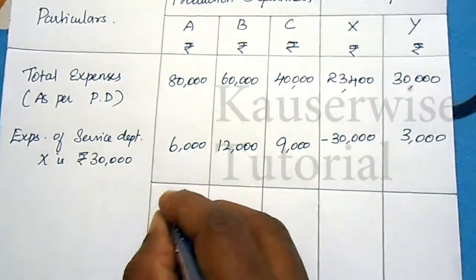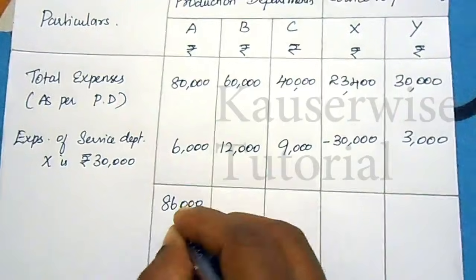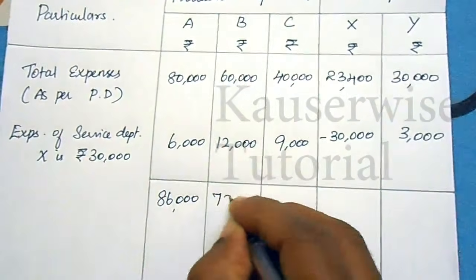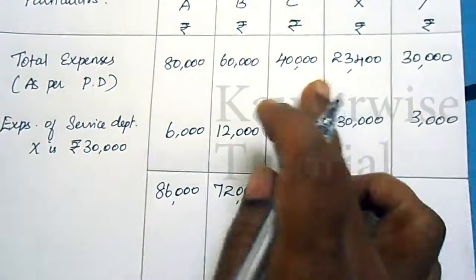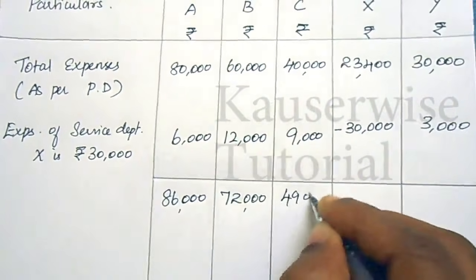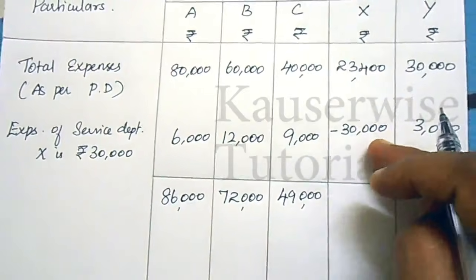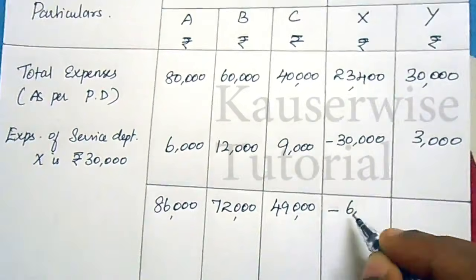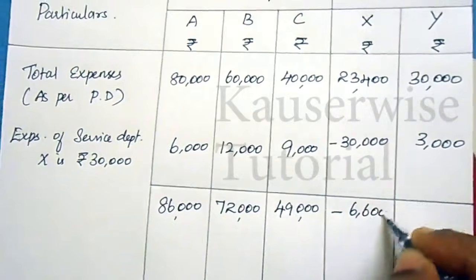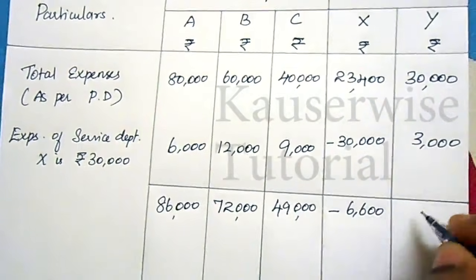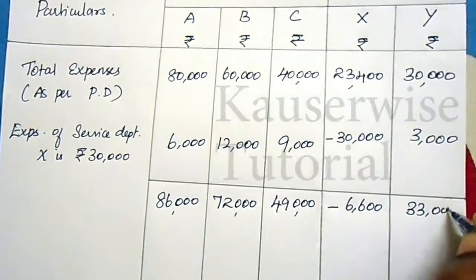80,000 plus 6,000, 86,000. 60 plus 12, 72,000. 40 plus 9, 49,000. Here 23,400 minus 30,000, so we will be getting a minus value. We will be getting minus 6,600. For Y, 30 plus 3, 33,000.